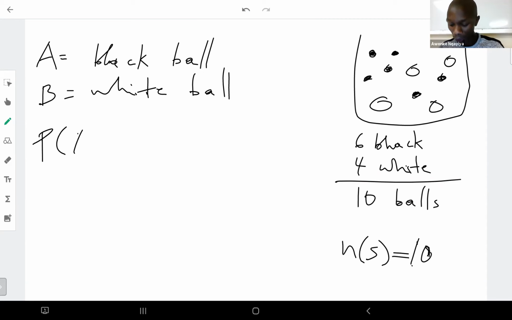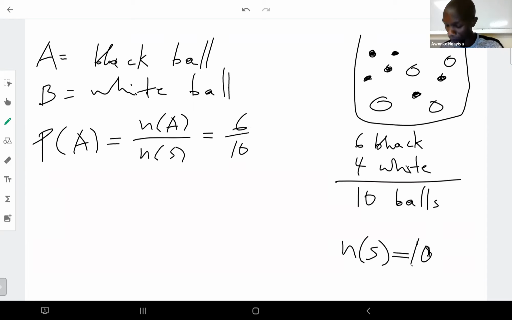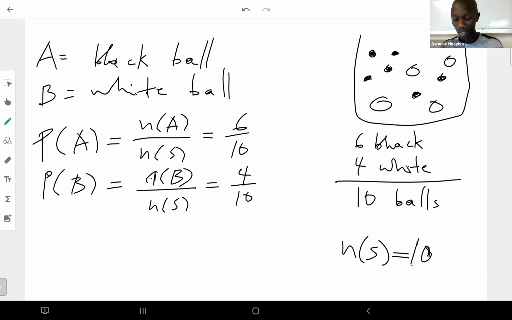So when you calculate the probability of A, it becomes the total number of black balls divided by the total number of balls, which is the sample space. So n(A) is the total number of black balls, because A relates to the black balls. That will be 6 over 10. And the probability that the ball you take is not black, but white, is the total number of white balls divided by the total number of balls in that box, which gives you 4 over 10. You can further simplify your answers, or you cannot. That is up to you. The first one will tend to be 3 over 5, and the second one will tend to be 2 over 5.